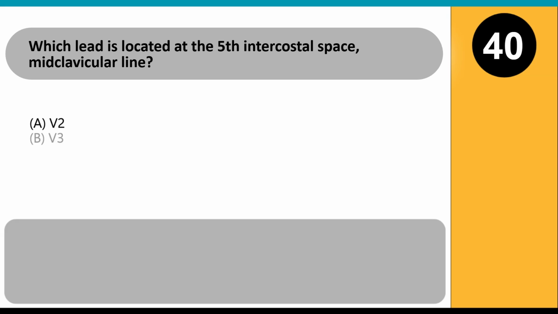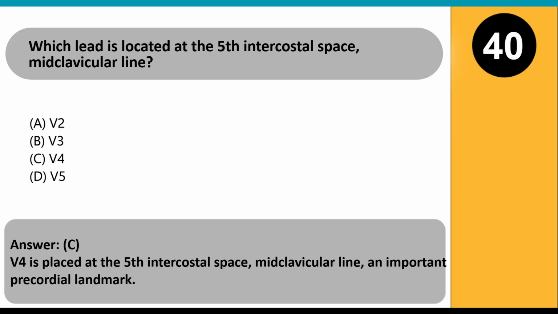Which lead is located at the fifth intercostal space, midclavicular line? A. V2. B. V3. C. V4. D. V5. Answer C. V4 is placed at the fifth intercostal space, midclavicular line, an important precordial landmark.